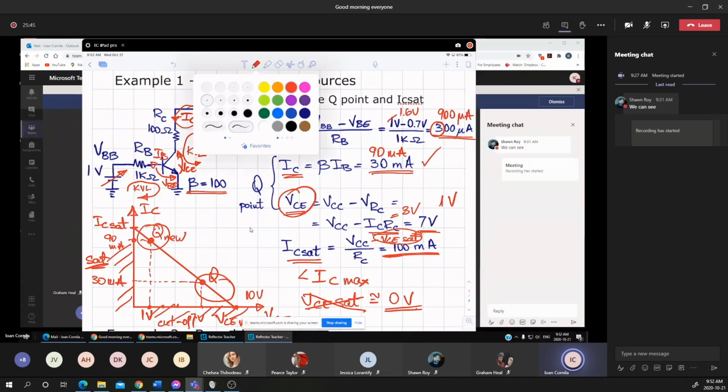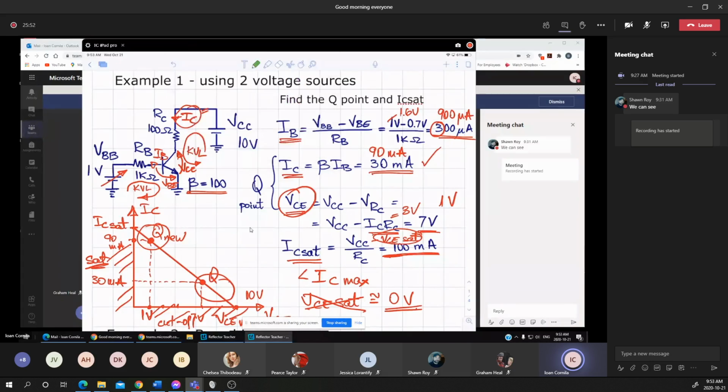Now let's try to make some changes, and I may choose a different color. Let's choose green. Suppose that I'm trying to place the transistor somewhere in the mid-range of the load line, and that will be probably about 5 volts and let's say 50 milliamps.